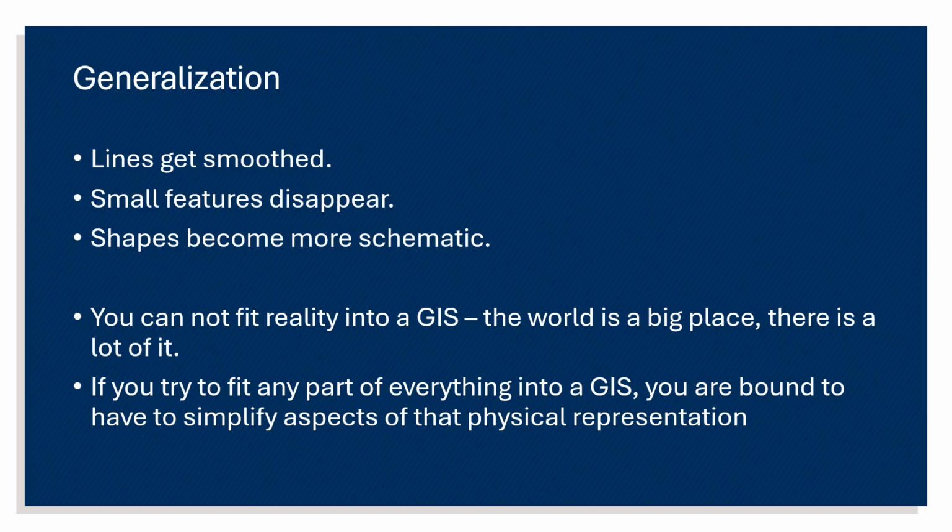it just won't fit. So you can't draw every leaf on every tree. You just have to make an outline around the forest. You have to try to fit any part of everything in a GIS. You're bound to have to simplify aspects of that physical representation.